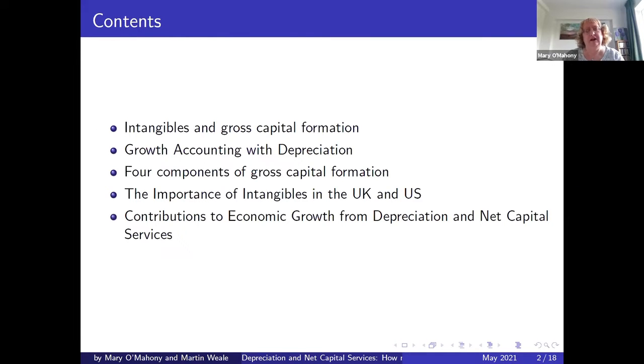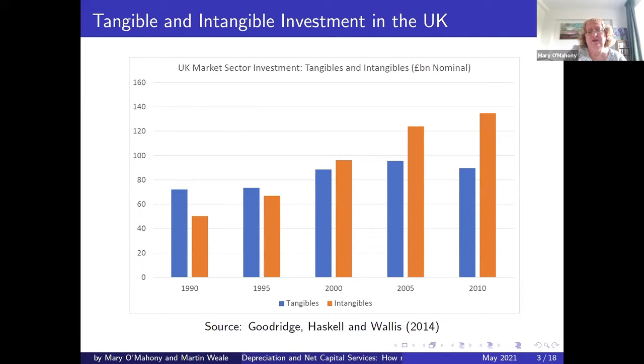I'll start with a couple of slides based on previous work. Then I want to talk a little bit about the data and the depreciation rates we're looking at here. Then we talk about growth accounting with depreciation for components of gross capital formation, which we separate out into tangible and intangible, and net and depreciation in both cases. Then I'm going to present some very preliminary numbers as an illustration for the UK and the US for the total aggregate market economy in both cases. We look first at shares and remuneration, and then at contributions to economic growth from depreciation and net capital services. I guess to many of the audience, these kinds of numbers are familiar.